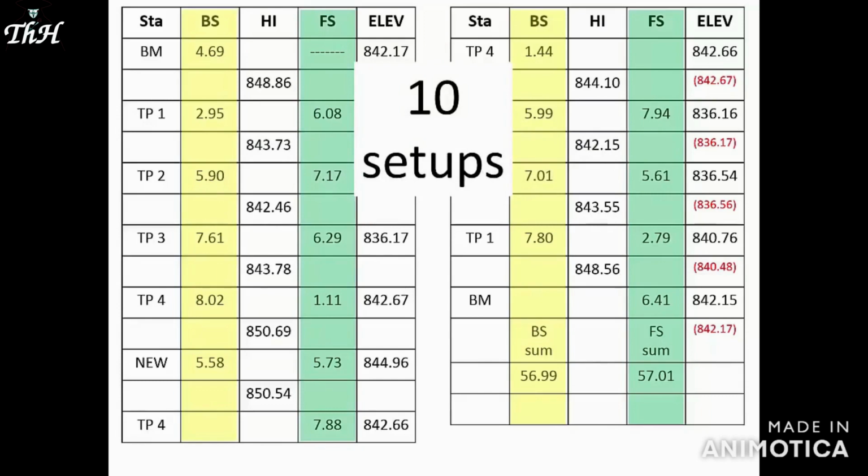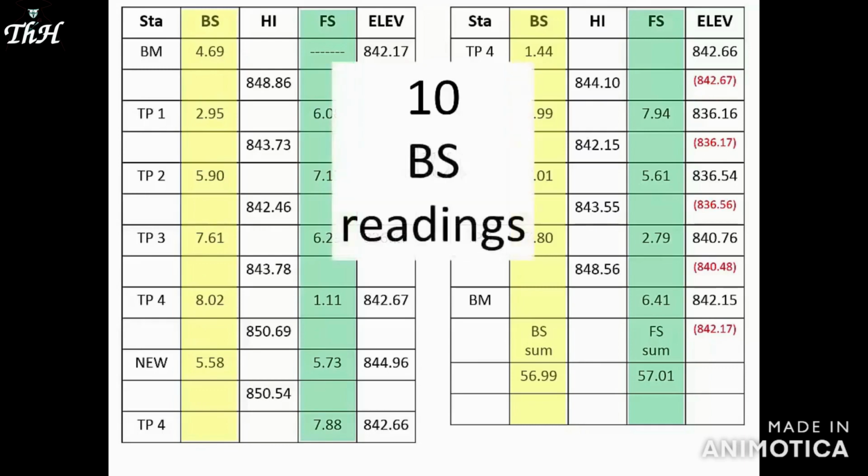Remember, there is only one HI per setup. Since there is only one backsight per HI, then there are 10 backsight readings. And since a benchmark circuit has only one foresight per setup, then there are 10 foresight readings. For our arithmetic check, the number of backsight readings and the number of foresight readings must be equal.